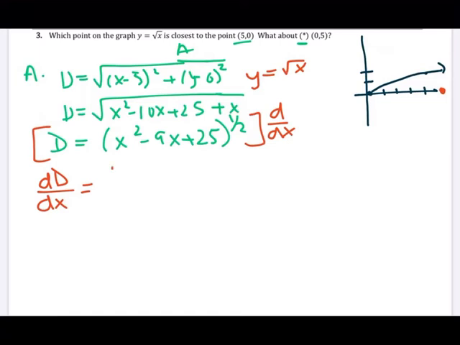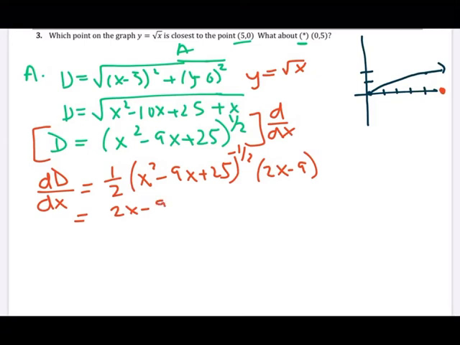So dd/dx is going to equal 1/2 times (x squared minus 9x plus 25) to the power of negative 1/2 times (2x minus 9) if I take the derivative of the inside. And this is really just going to be (2x minus 9) over 2 times the square root of (x squared minus 9x plus 25). The denominator is never going to be equal to 0, so in terms of critical numbers, the derivative is defined everywhere. So where is it 0? It's only going to be 0 when x is 9 over 2.